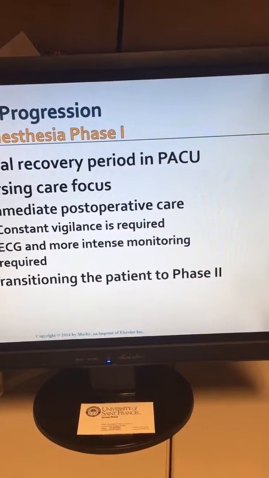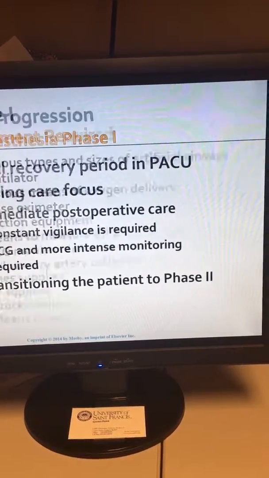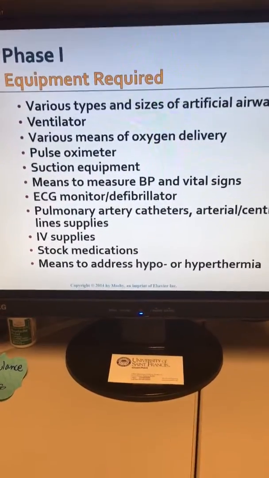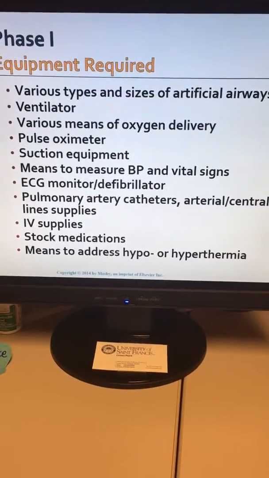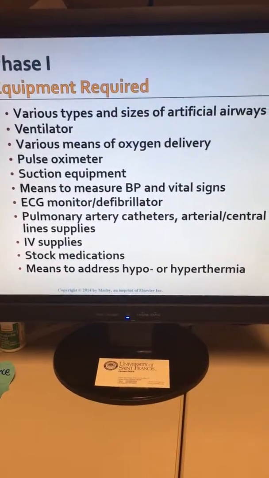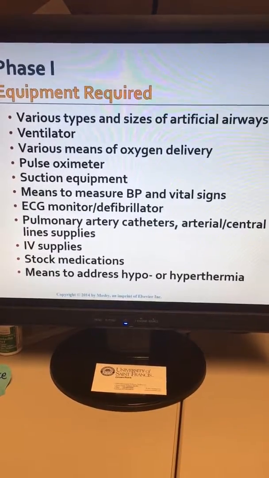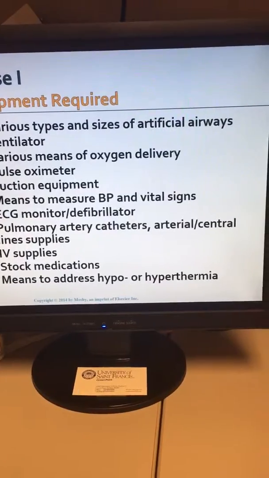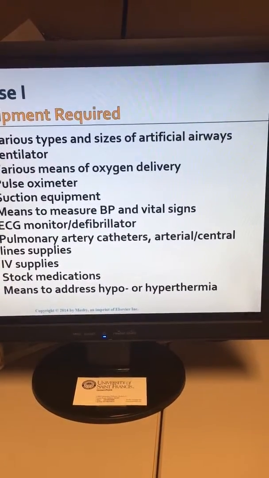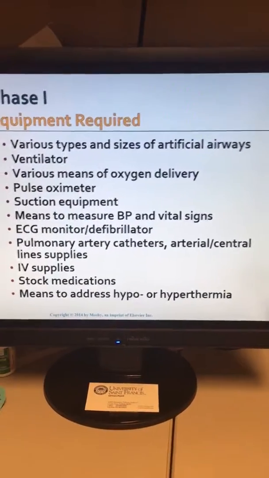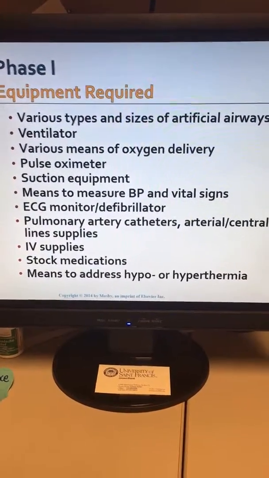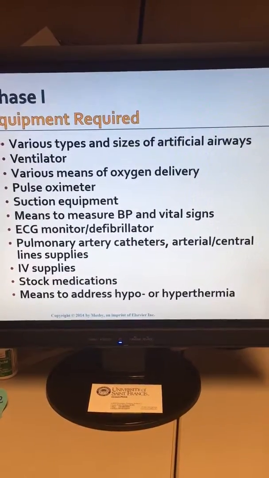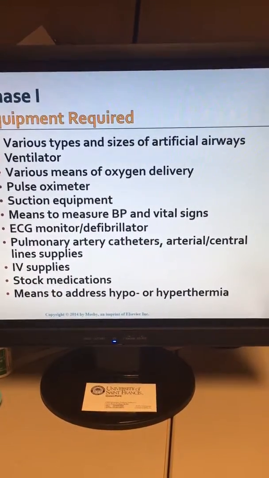So in this area, when a patient is in phase 1, we have extra airways, a ventilator, lots of oxygen, and everything to hook up for vital signs. They're placed on an EKG monitor, we can monitor invasive lines, and there are lots of medications. A lot of times anesthesia can create hypo or hyperthermia, so it just depends upon the patient's reactions. Remember, if the patient was going to have malignant hyperthermia, it would happen in the OR. It would not happen in the recovery room at this phase.